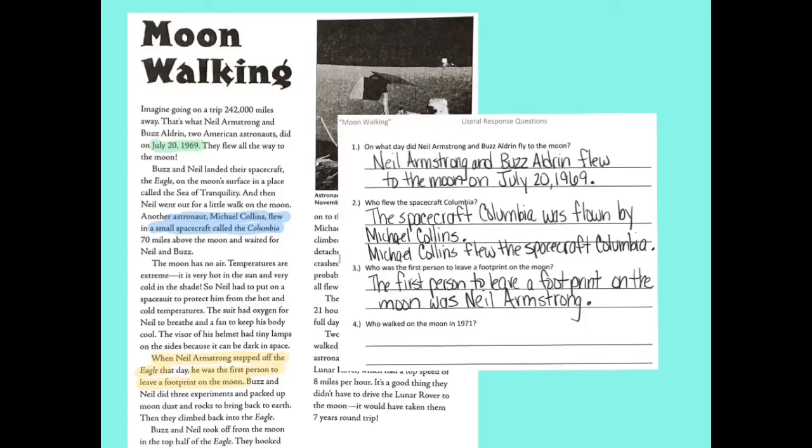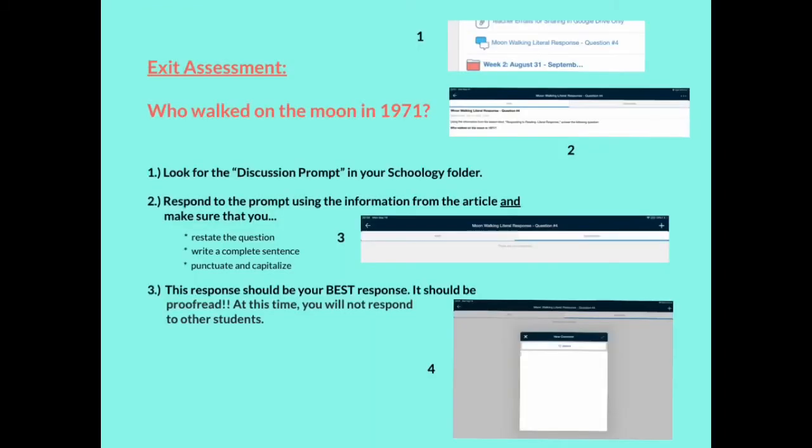We have one more question, but we're going to do this question a little bit differently. The last question is an exit assessment, and we are going to use that as a way to determine that you understand how we want you to answer literal questions. So you want to do a really good job with this. The question is, who walked on the moon in 1971? And you're going to go back and look at that article again. There's a PDF of the article in your Schoology folder, so you can go back and reread it and find the answer to that question.